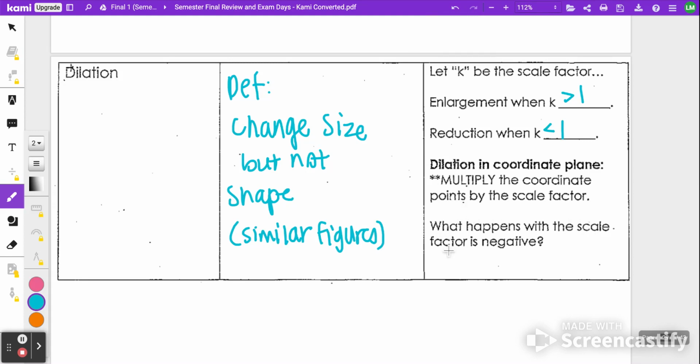What happens when the scale factor is negative? It's not only going to dilate it, but it'll dilate and rotate 180 degrees, okay? And we might see a few of those examples coming up.